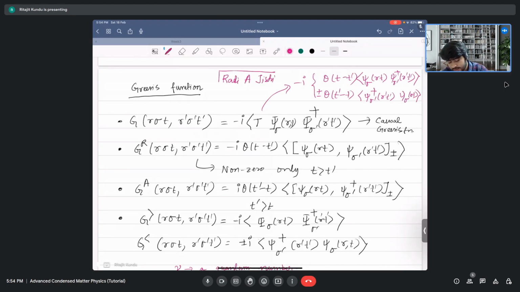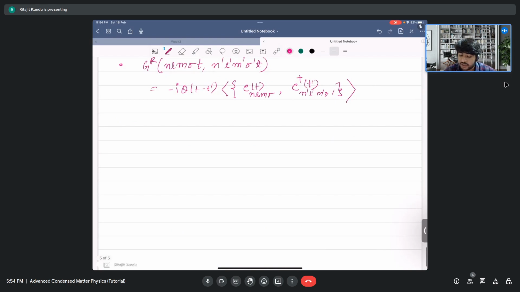So that is a very simple and useful book if you want to learn about this kind of Green's function. It has a very simple introduction and all. So anyway, these are different sorts of Green's functions that you can have.